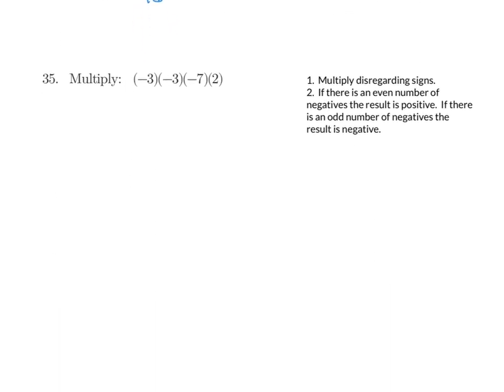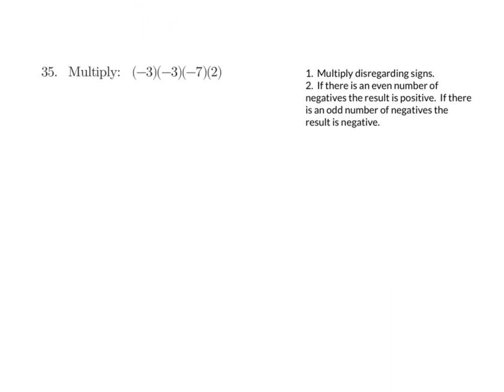the first thing that we want to do is multiply disregarding signs. So we get 3 times 3 is 9. 7 times 2 is 14. I'm going to disregard the negatives for now. And if we multiply 14 times 9, we get 9 times 4 is 36. 9 times 1 is 9, plus 3 is 126. So disregarding the signs, we have 126.